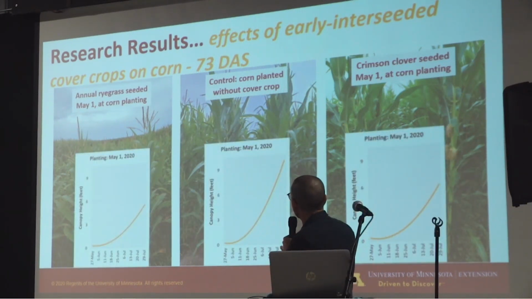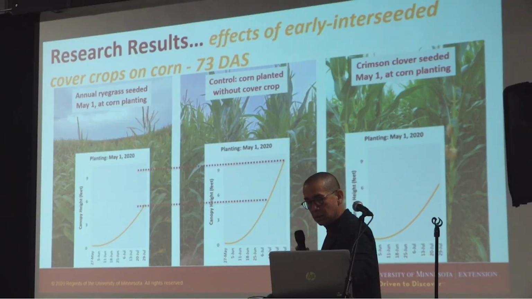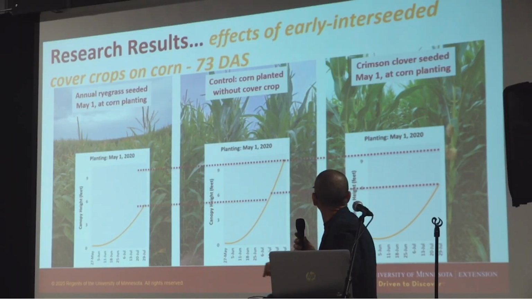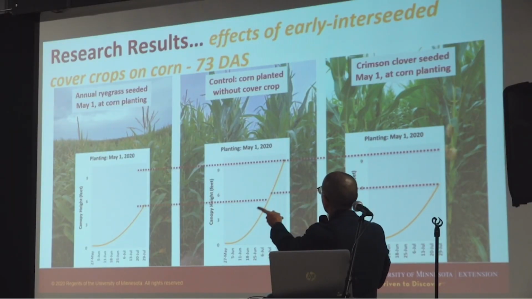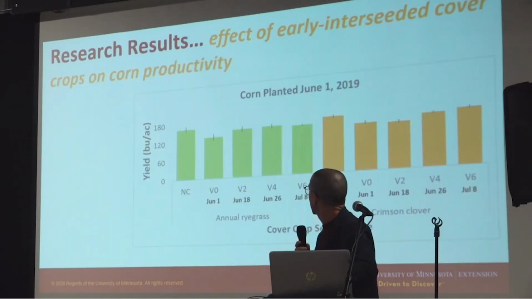And our corn looked like this. You see the canopy height, it was really, really affected. If you look at this, it looks like this as compared to the control. And if we compare both the annual ryegrass and the crimson clover, it's like that. Okay.